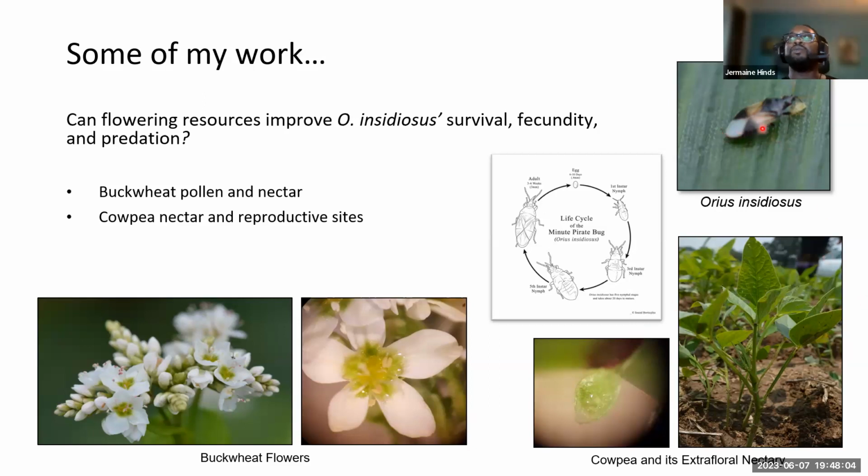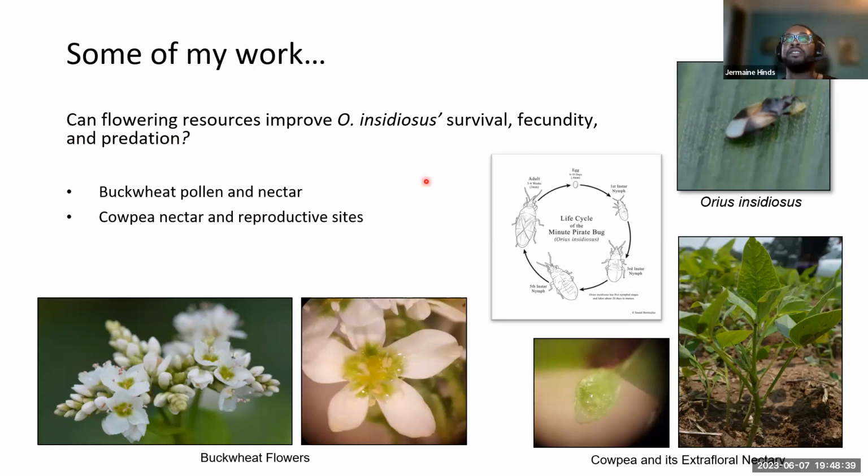So this is the minute pirate bug. It's a very good predator of soft-bodied insects. Remember, this is the life cycle. So it has this egg stage, it goes through 5 instars, and then has this adult stage. So what I wanted to do with my research is, since this is an economically important beneficial insect, I wanted to see if we can use floral resources to boost its abilities. So can flowering resources improve the ability of the minute pirate bug to survive, lay eggs, and attack pest insects?